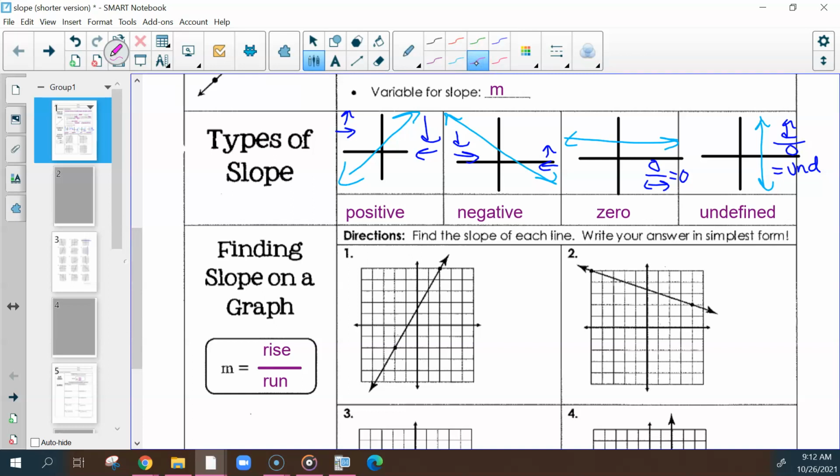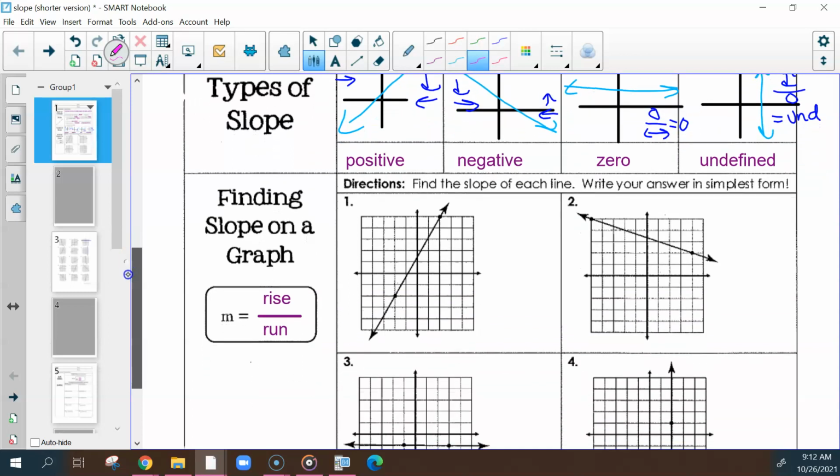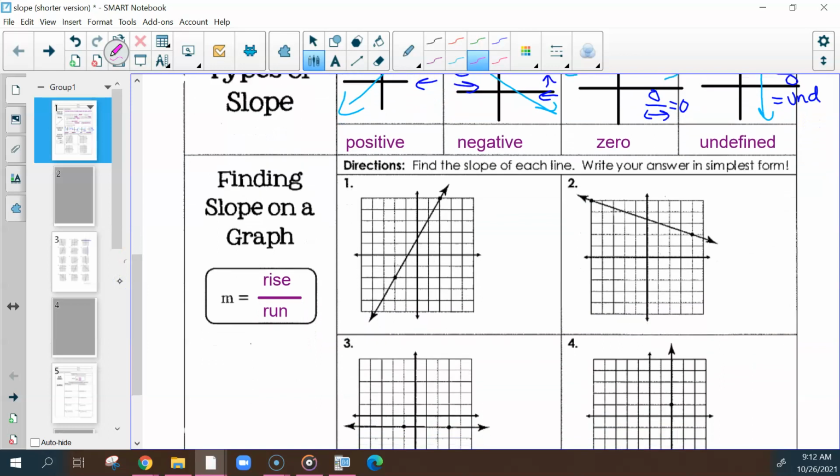Sometimes your graphs will have points on there already that you can find and use those. Sometimes you may need to find points that cross your grid lines exactly, and we'll do both. So these do have points on there that we could find, but I'll also show you that there are other ways to find these points. So for this one, there's a point right here and a point right here. It does not matter if you do this left to right or right to left, as long as you go up or down first and then left or right.